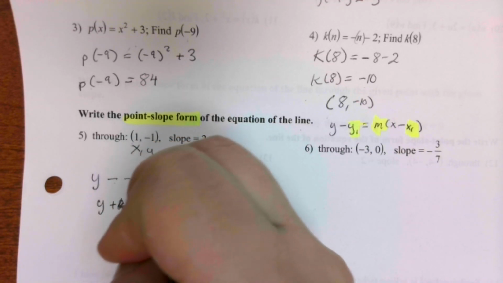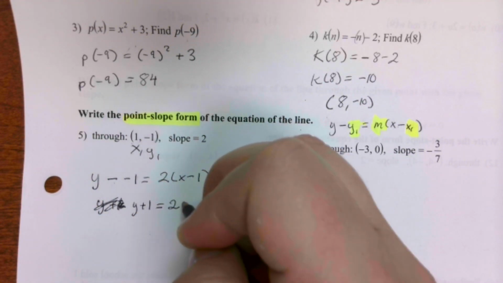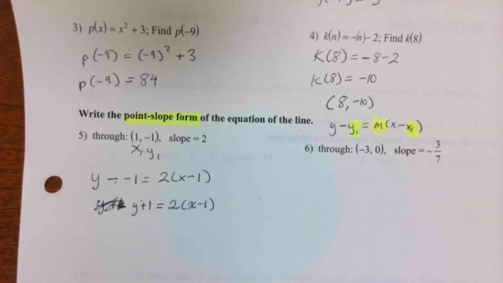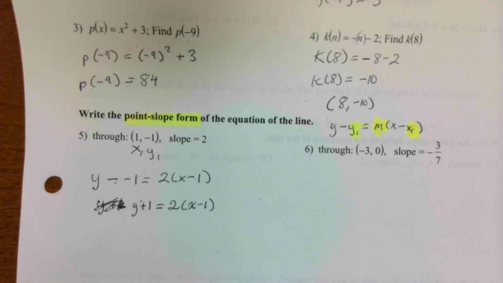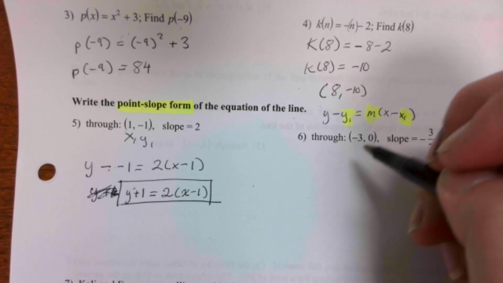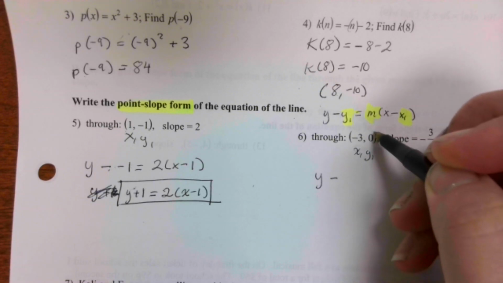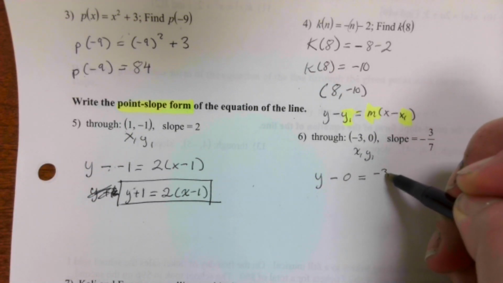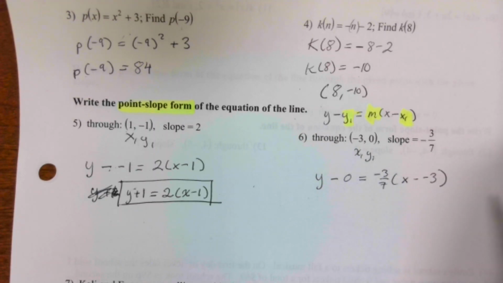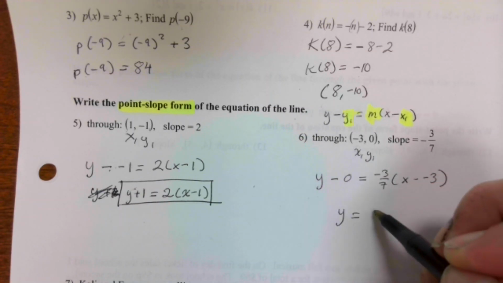And sorry, that's supposed to be a 1. I'll try that again. 2 negatives right next to each other make a positive because it's basically multiplication. And this would be my answer. x1, y1. y minus 0 equals negative 3 over 7, x minus negative 3. Again, the double negative, and y take away 0 is just y.